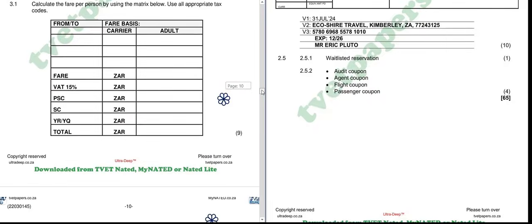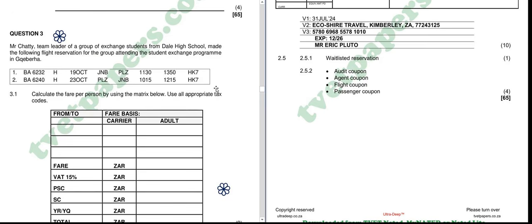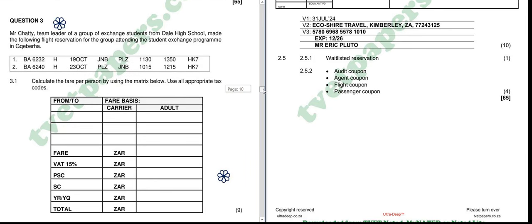Then moving on to question 3. It reads: Mr. Chatti, team leader of a group of exchange students from Dell High School, made the following flight reservation for the group attending the student exchange program in Keba. We have to calculate the fare per person by using the matrix below, using all appropriate tax amounts. So this is the question that we have.